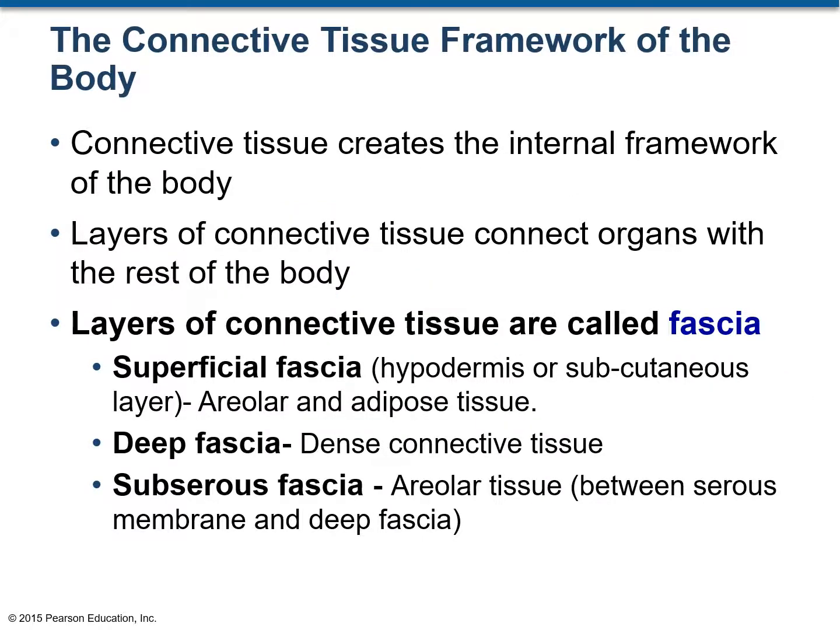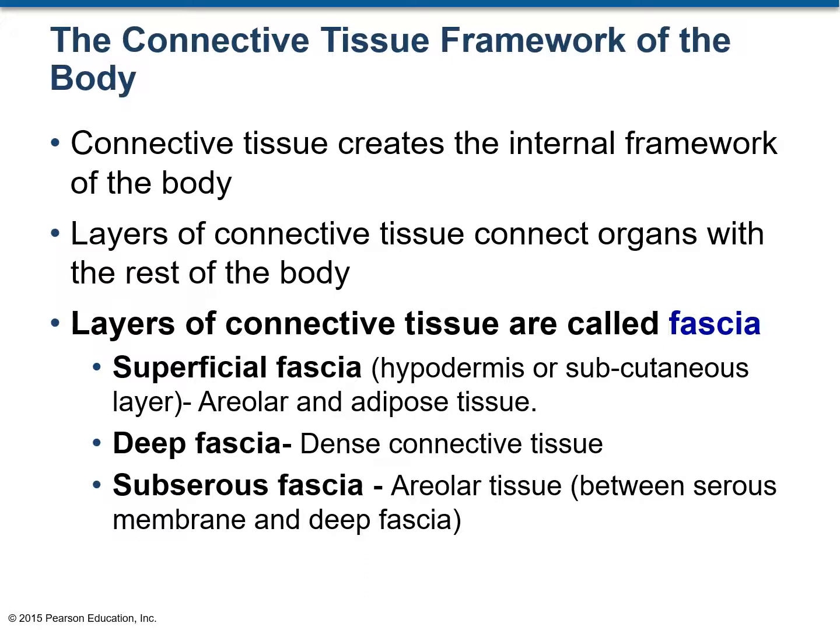Layers of connective tissue in the body are called fascia, and these layers connect the internal organs with the rest of the body. From the most superficial to deep, the most superficial layer is known as superficial fascia. This is present in the hypodermis, and it is usually made up of areolar and adipose tissue.